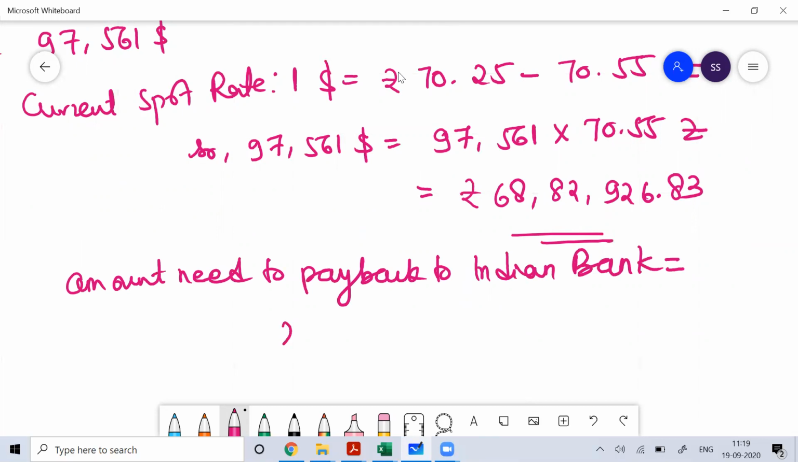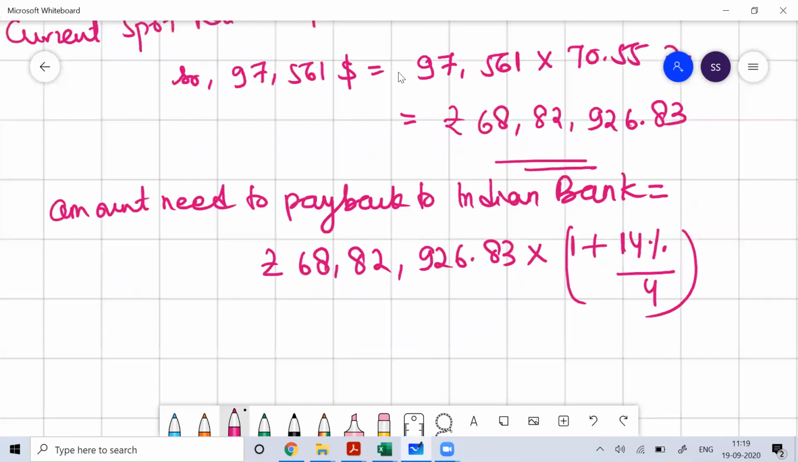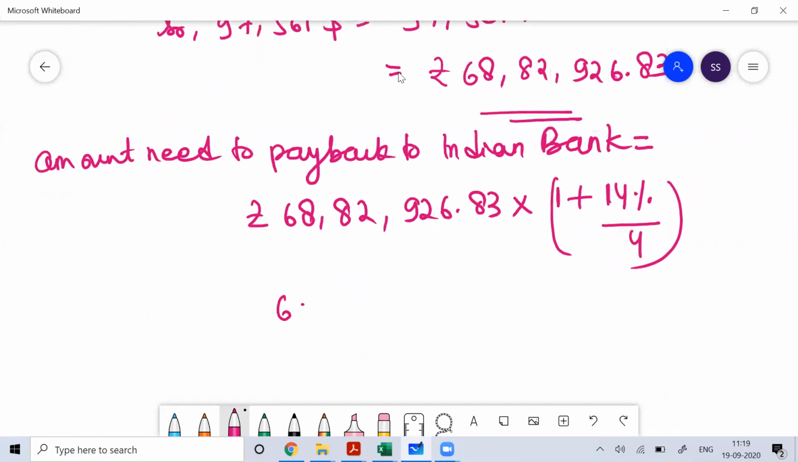So that would be 68,82,926.83. This is the money they need to borrow, and the rate of interest in India is 14% per annum. So 1 plus 14% divided by 4, you can do that calculation. So that is 68,82,926.83 into 1.035. So the rate of interest, 14 divided by 4, is 3.5%.